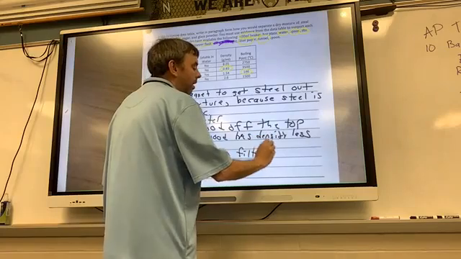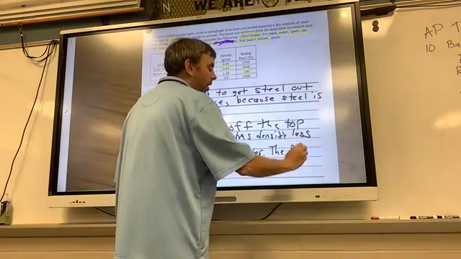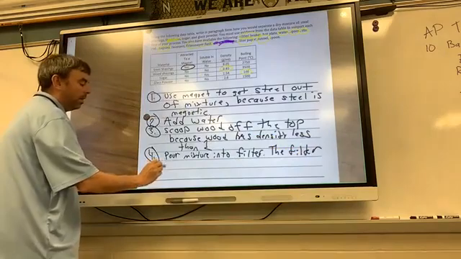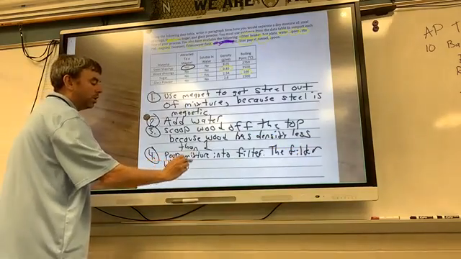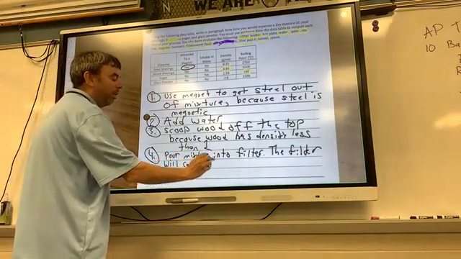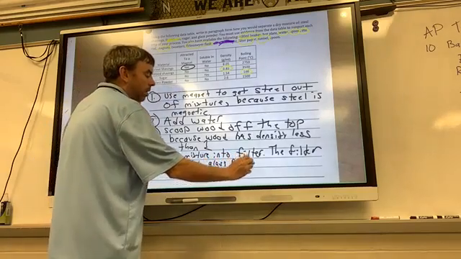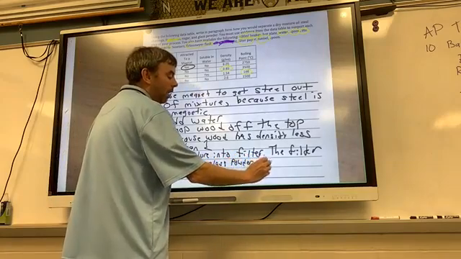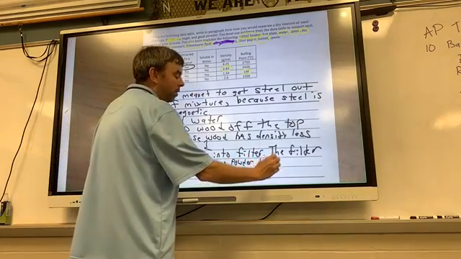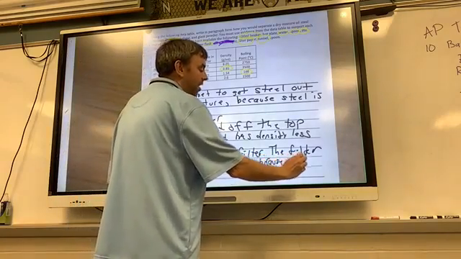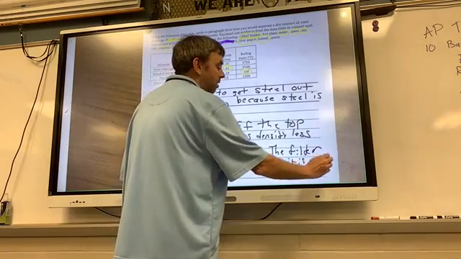I would say the filter will catch the glass powder because it is not soluble.